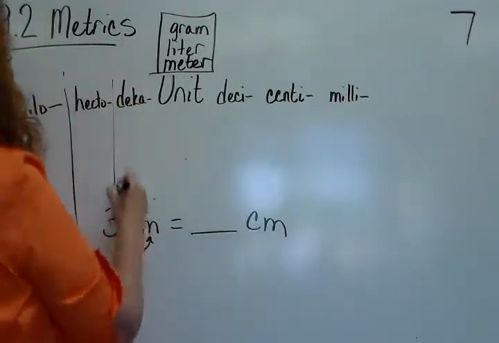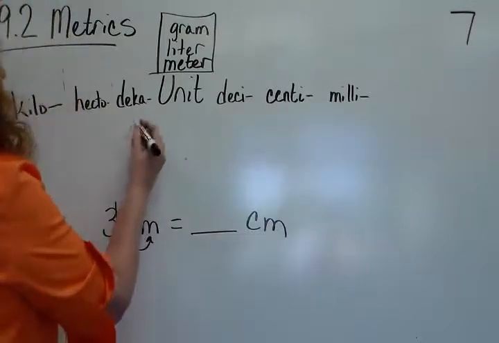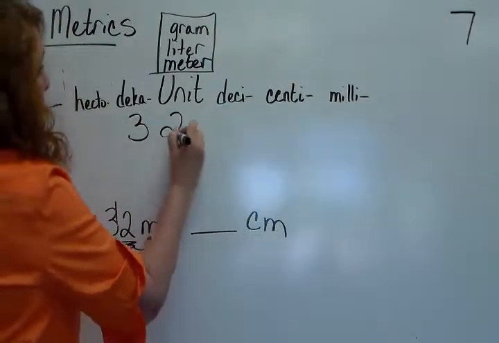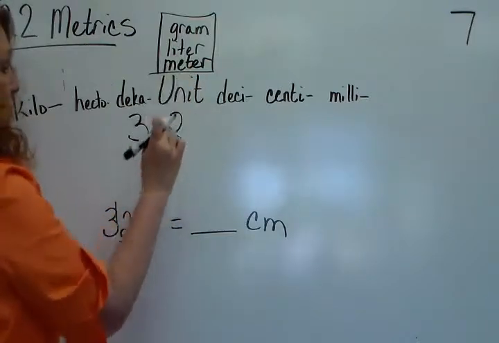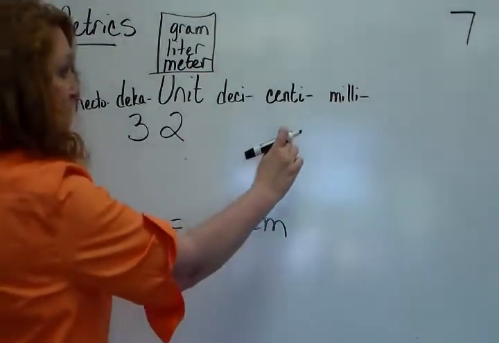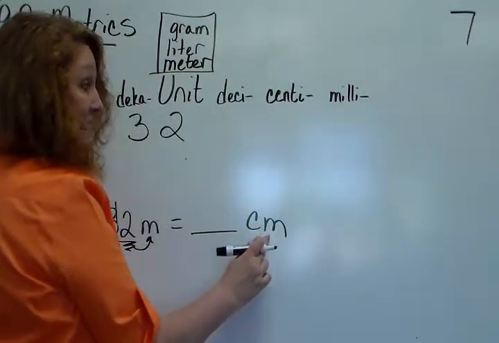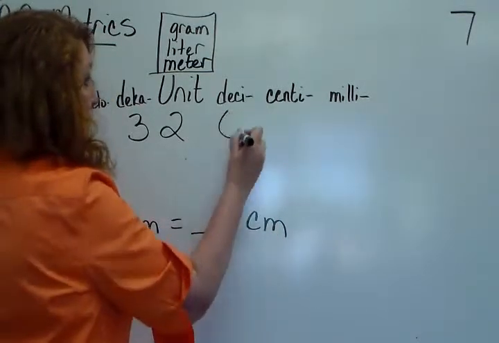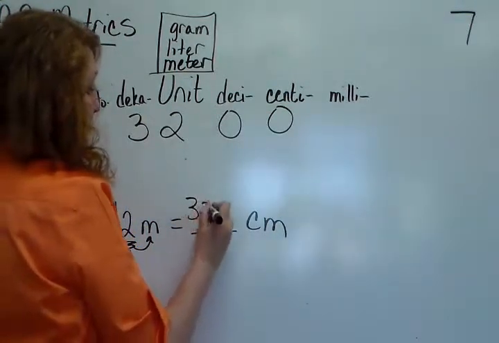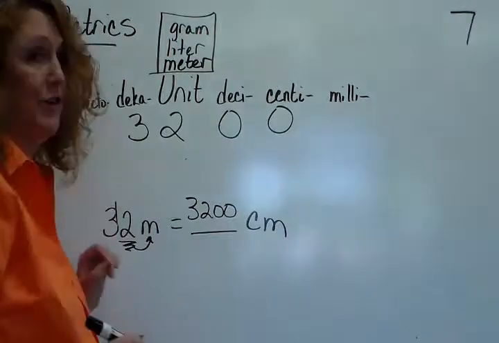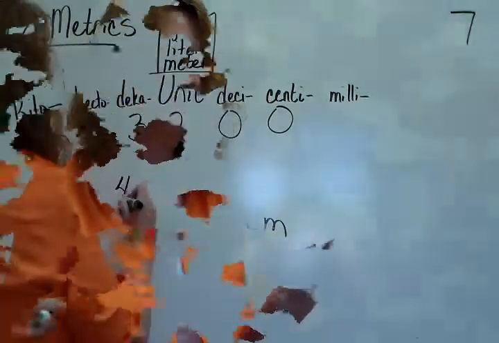Each one of these is a column for a number, but I don't want to draw these lines. So I'm going to stick my 32 in here, so my 32 looks like this. And this is 32 meters. But I want it to be how many centimeters? So the new number has to end here. So I'm going to do this. And it equals 3,200 centimeters. And that's all. That's it.